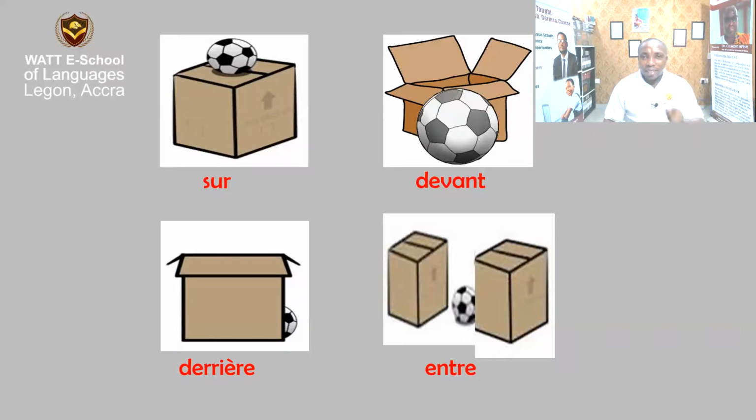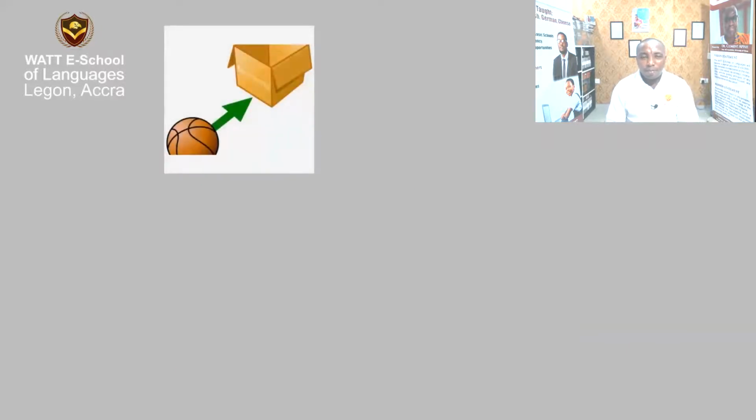We are not done yet. Nicholas got it correct. I'm waiting for Annette, who is also in this class. Annette, this is your question. Look at the picture. Now we have a ball and a box, and there is an arrow showing a direction. It means that the ball is being directed to the box. So what could be the preposition here? Like we are leaving position A to B. So we are moving toward. Towards, yes, that's English. But in French, how do you say it?